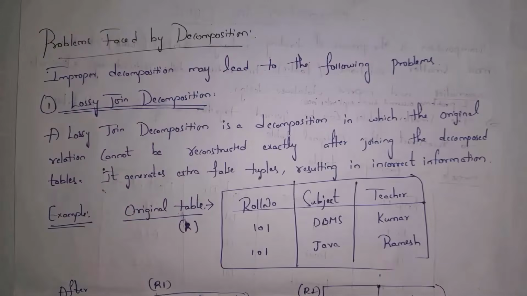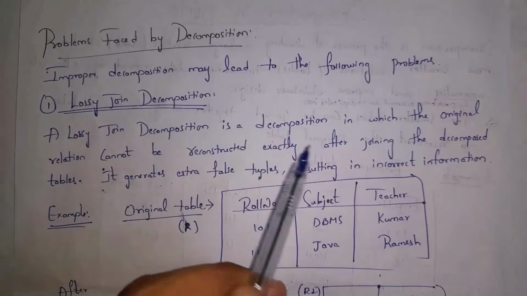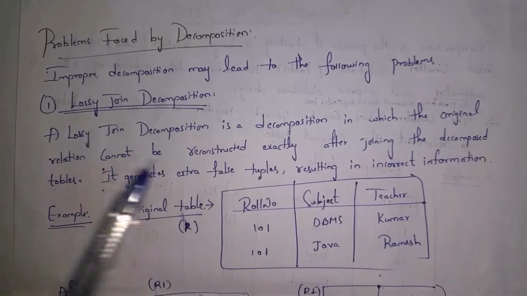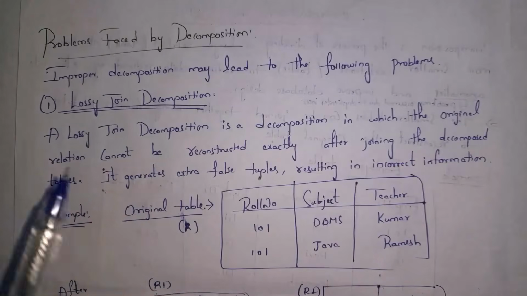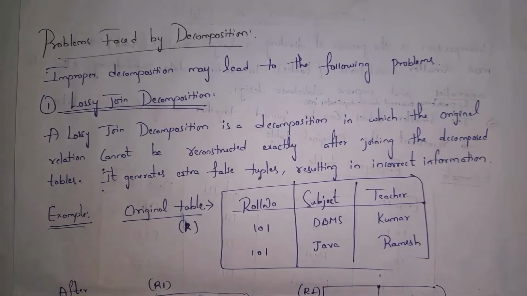If we don't perform decomposition properly, we need to face two major problems. And the first one is lossy join decomposition. A lossy join decomposition is a decomposition in which the original relation cannot be reconstructed exactly after joining decomposed tables. It generates extra false tuples, that is nothing but it will generate extra false rows which will form incorrect information. I'll give one example so that you can clearly understand what is lossy join decomposition.